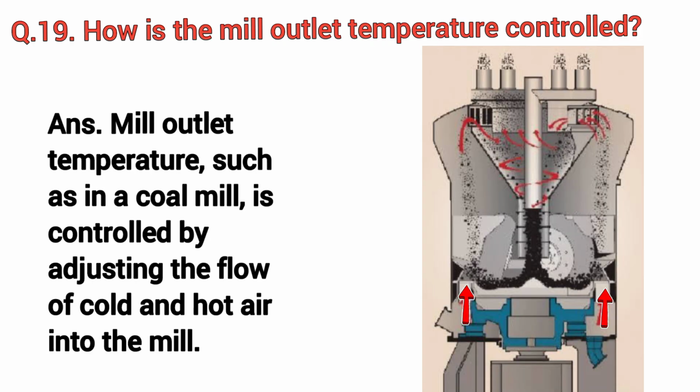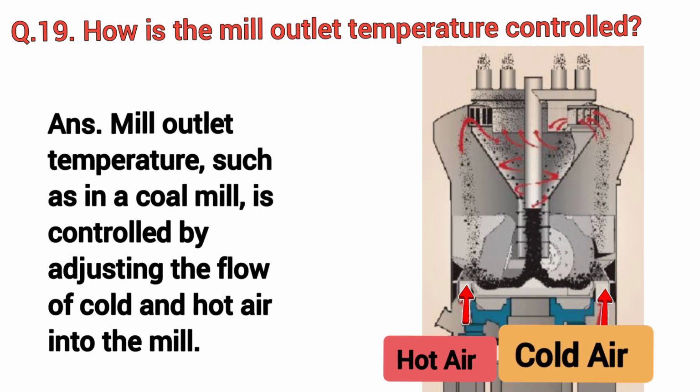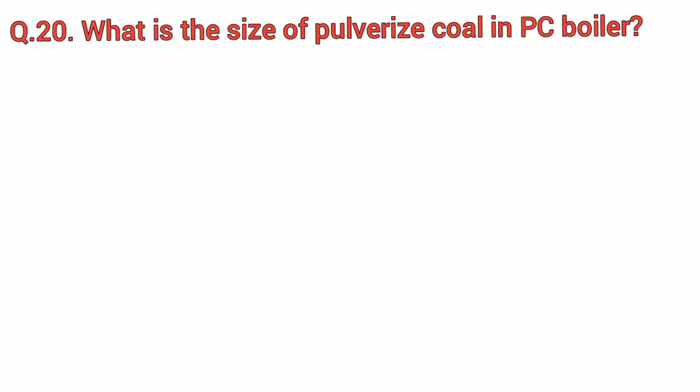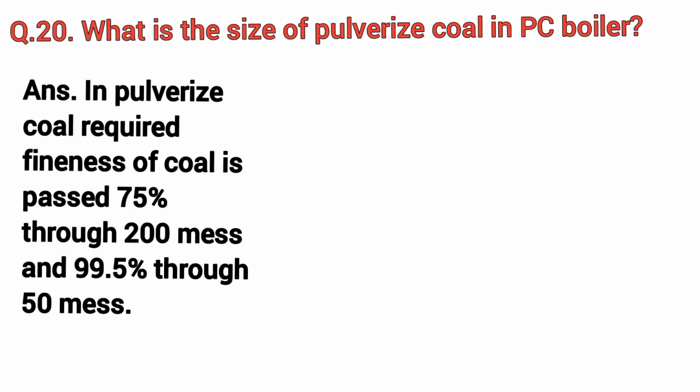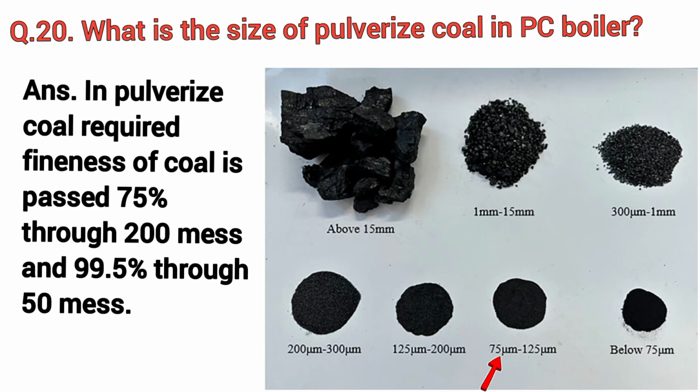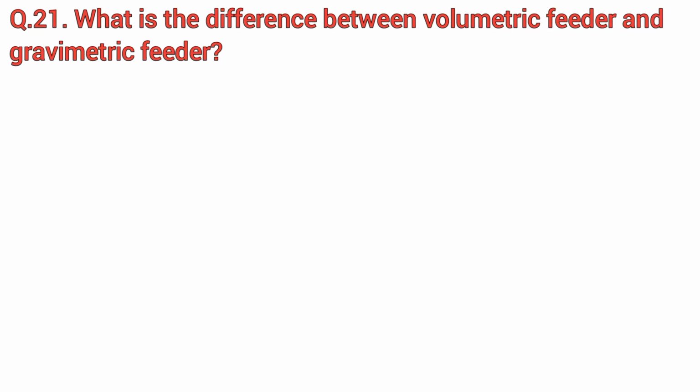Mill outlet temperature, such as in a coal mill, is controlled by adjusting the flow of cold and hot air into the mill. What is the size of pulverized coal in a PC boiler? In pulverized coal, the required fineness is that 75% passes through 200 mesh and 99.5% through 50 mesh. What is the difference between volumetric feeder and gravimetric feeder?